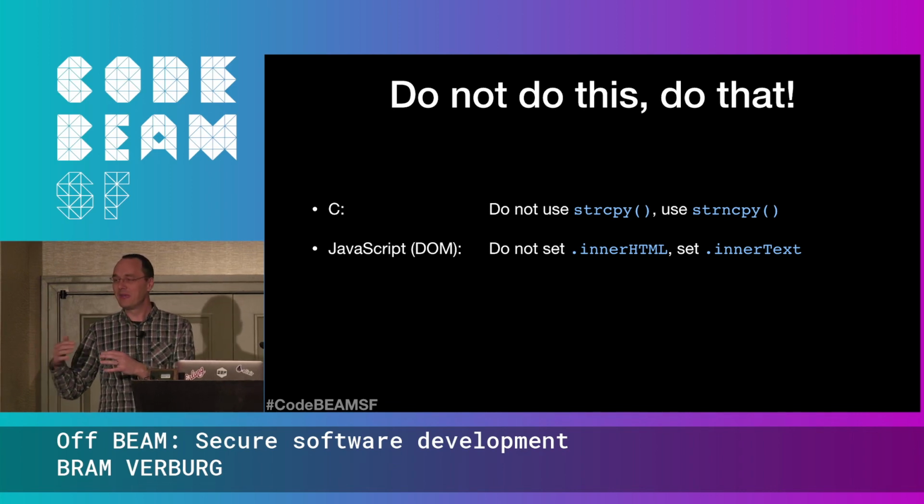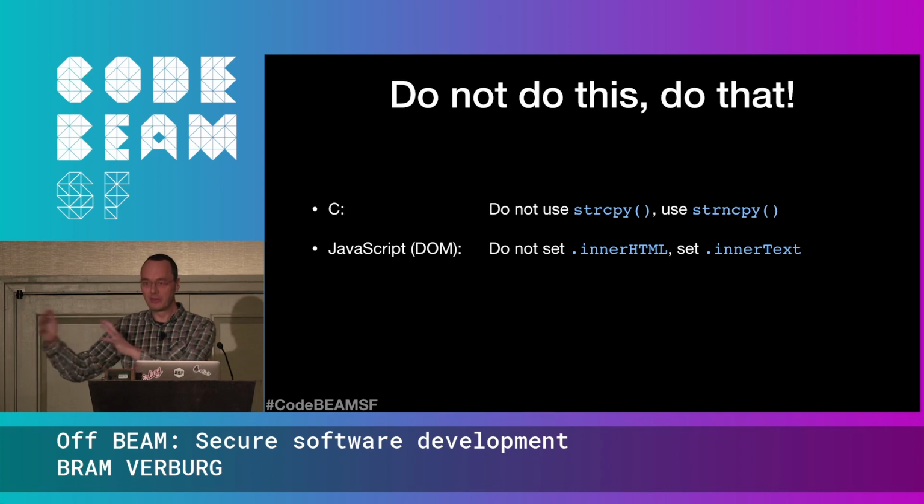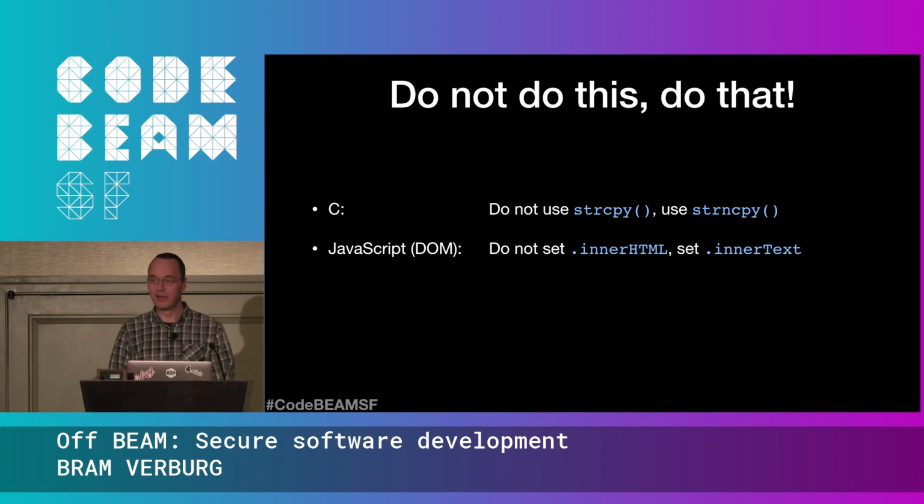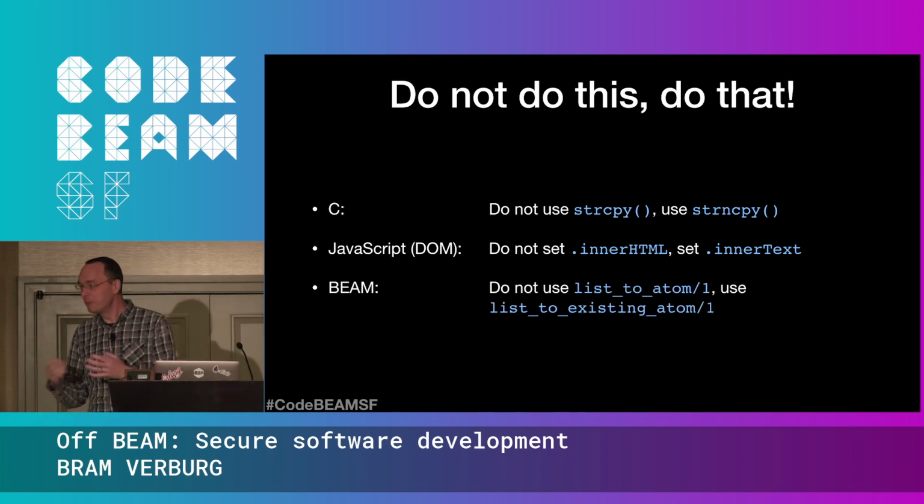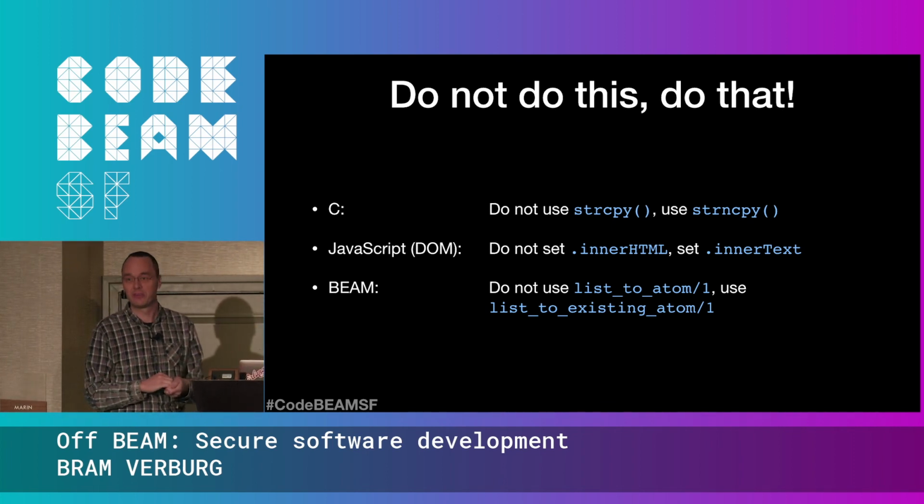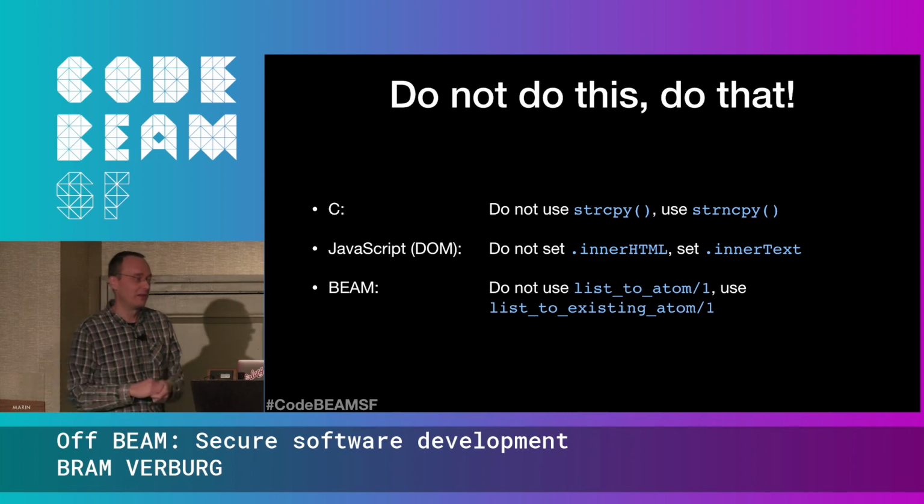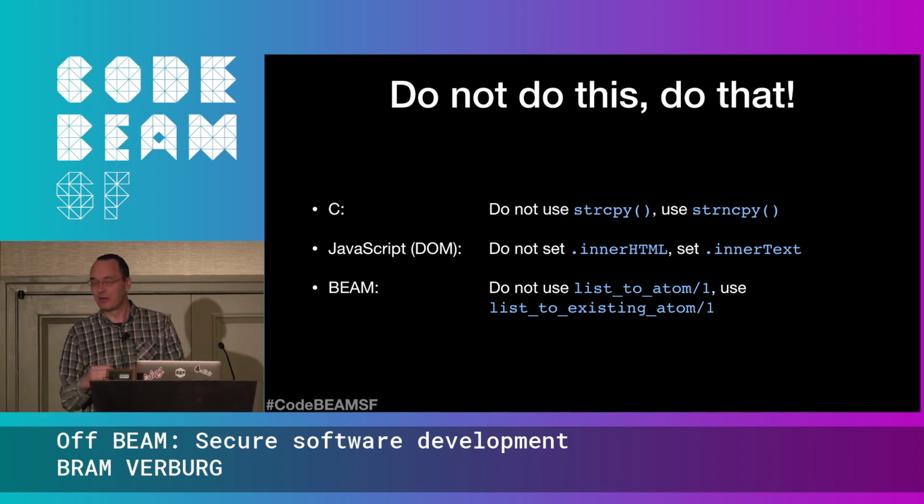Of course, it's not black and white. Like I said before, there are cases where you want to set innerHTML, but when you do, you need to be aware of what you're doing. So the rule is just a baseline, and you can deviate from the rule as long as you are sure that you know what you're doing. On the BEAM, an example might be: don't use list_to_atom, use list_to_existing_atom. And we'll talk about atom exhaustion in a minute, but basically this is an example of what you might see as a suggestion on the BEAM.